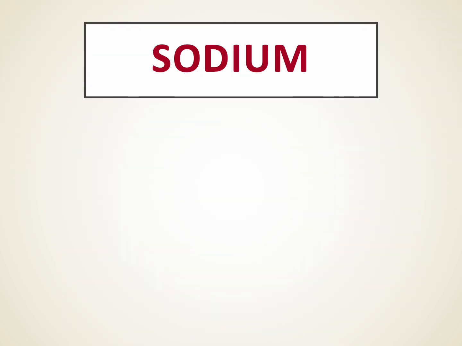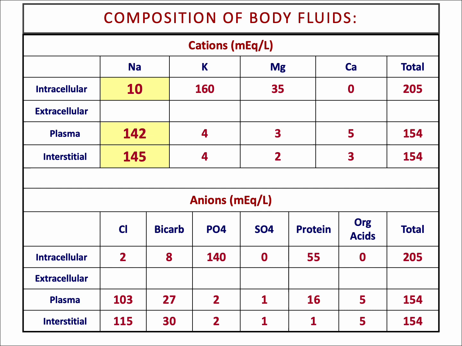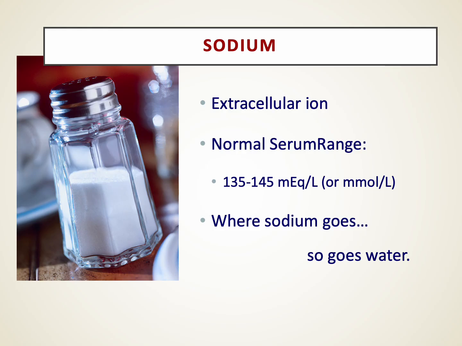Let's now focus on some of the specific electrolytes and the abnormalities that can occur with either too little or too much of each of them. We're going to start off with sodium. As we look at this big table, keep in mind what is intracellular versus what is extracellular, and we're going to focus on the component highlighted here in yellow. Sodium is primarily an extracellular ion. Its normal range in the serum is usually between 135 and 145 milliequivalents per liter. And keep in mind, where sodium goes, so goes water. When we look at fluid shifts in patients, where sodium goes in the body will often explain where the fluid goes as well. So we need to keep that in mind.